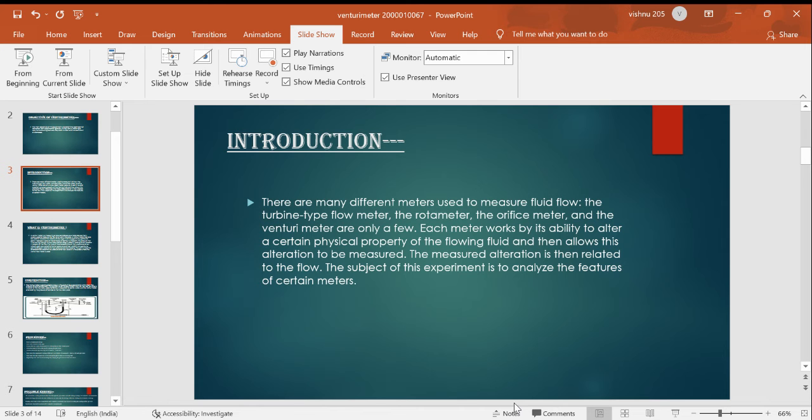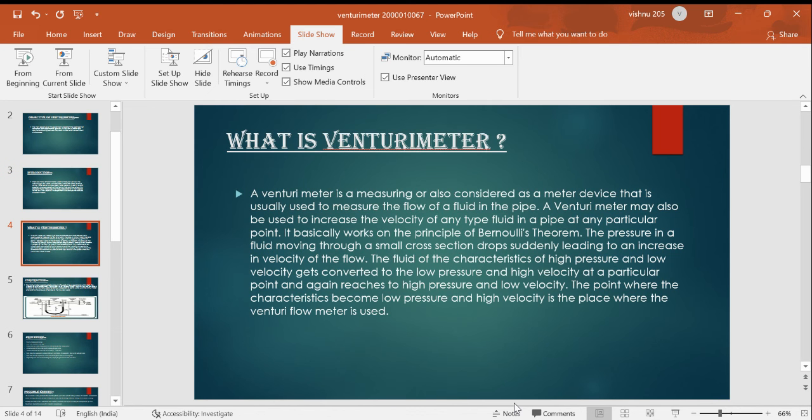So there are many different meters which are used to measure the fluid flow: the turbine type flow meter, the rotameter, orifice meter and the venturimeter, etc. Each meter works by its ability to alter a certain physical property of the fluid flow, and then it allows this alteration to be measured. Then the measured alteration is related to that flow. The subject of this experiment is to analyze the features of the certain meters.